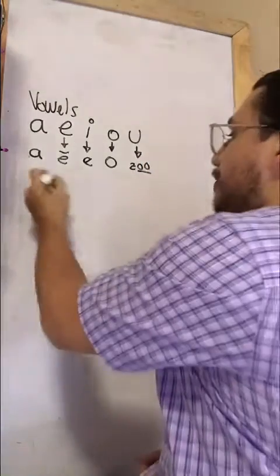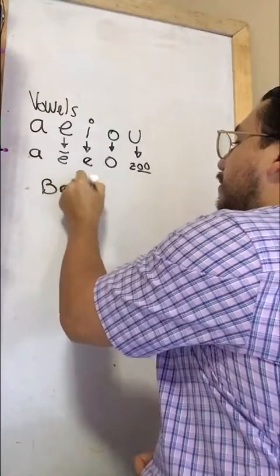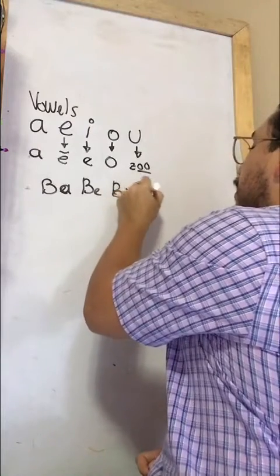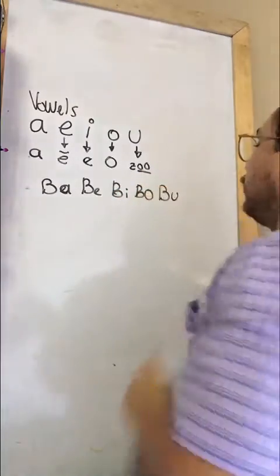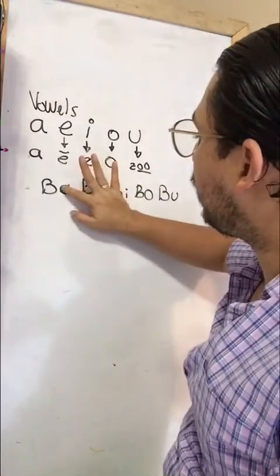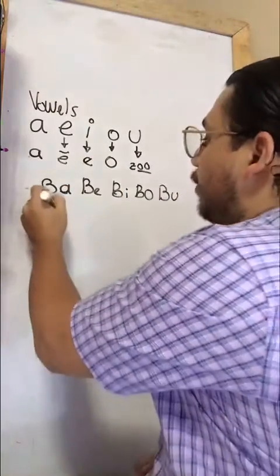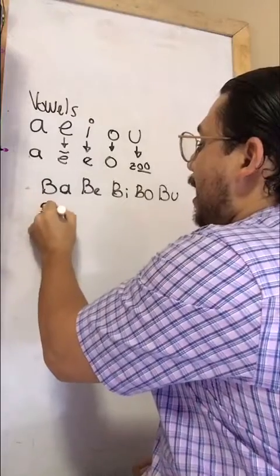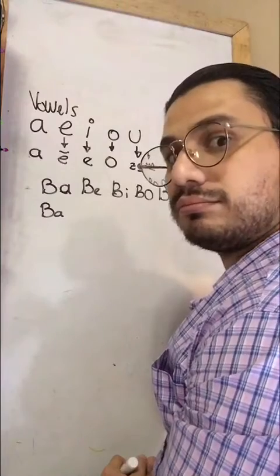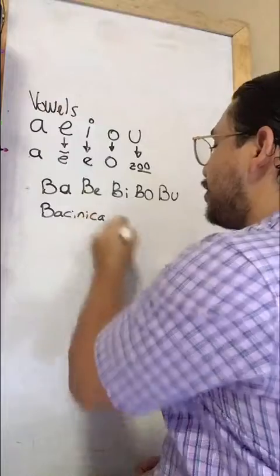We have B. So let's start with B. We have B. We have ba, be, bi, bo, y bu. So those are things we learned at the beginning when we were little, so we can learn how to pair them with something. And I'll give you a couple words so you can practice them. For an example, we have ba. Well, vacinica would be a word, but I don't know if people really use it.